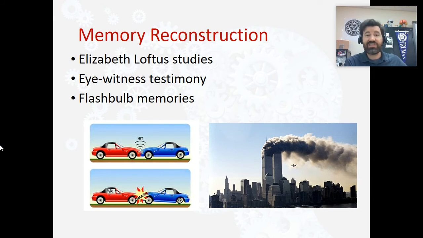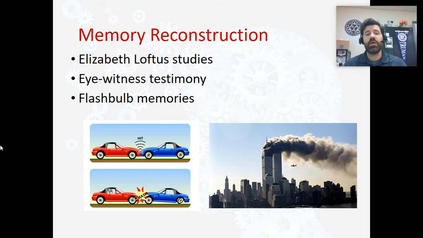Maybe we forget some things. Maybe we add some things to it. Memories are constantly evolving. We call this memory construction. And one of the most famous people to study the idea of memory reconstruction was this woman that you see here. She's still alive. Her name is Elizabeth Loftus, and she's the leading researcher on memory and specifically things like eyewitness testimony. She's done some really cool studies.